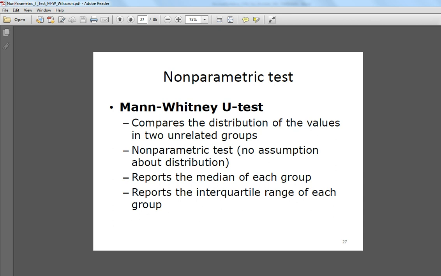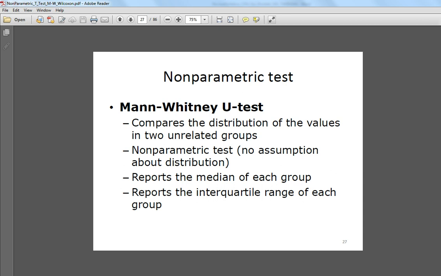Well, what happens in the Mann-Whitney U test then? As I've mentioned earlier, it is a non-parametric test. Non-parametric tests are those that have no assumption about the distribution. So it doesn't use any of the principles of the measures of central tendency, and it doesn't use the principles of the measures of dispersion. But in the same vein as your independent samples t-test, the Mann-Whitney U test still compares the distribution of the values in two unrelated groups.